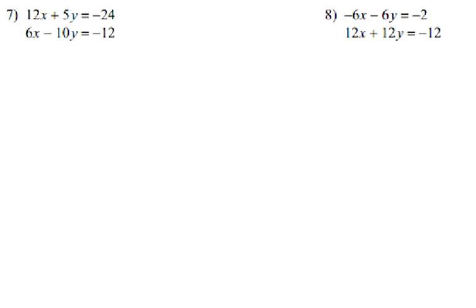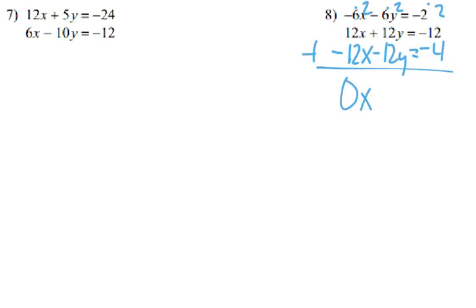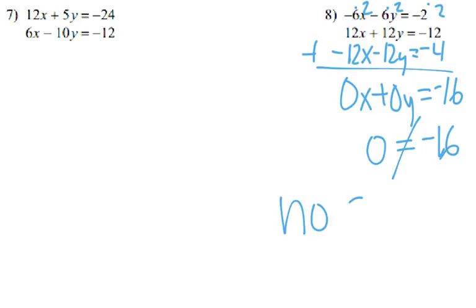Okay, number 8, same idea. So I'm going to times the top by 2, and that gives me negative 12x minus 12y equals negative 4. Now notice my x's and my y's are exact opposites, but my other numbers aren't. Chances are this is going to be a special case. And you should know exactly which one it's going to be, because I get rid of my x and my y, however I don't get rid of my other number. So I end up with something that is not true, which means no solution.